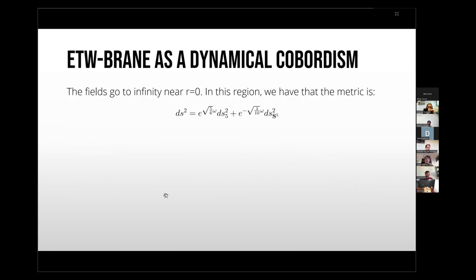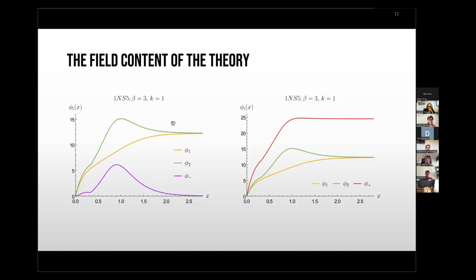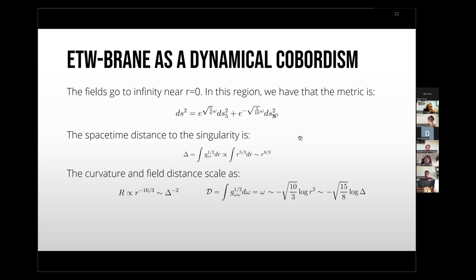So, the dynamical cobordism interpretation. The fields go to infinity near r equals 0. We can see it here. Well, they go to 0, but this is an infinite distance point. The dilaton is constant. It doesn't go to infinity. And we can write the 10-dimensional solution as this near r equals 0. The space-time distance from the singularity is given by this r to the 8/3. The curvature and field distance scale at this number.